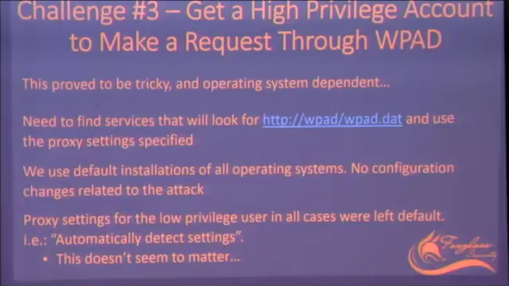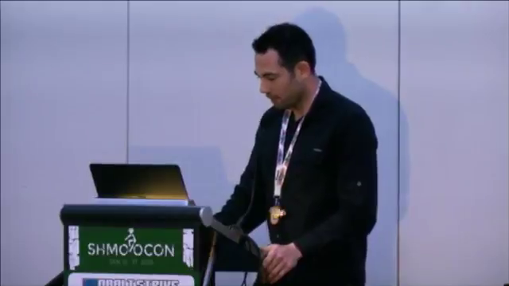So we have to find services or processes that, for some crazy reason, are looking for that wpad.dat file and using the proxy settings specified there for any HTTP requests they make outbound. In our setup, we used default installations of all operating systems. No configuration changes were made. And the proxy settings for the user we were running this as were all set to automatically detect settings, but this doesn't matter, and it really shouldn't matter. Why should a low privilege user's proxy settings in IE affect what a system process is doing? But it's Windows, so we left it on the default, because who knows?